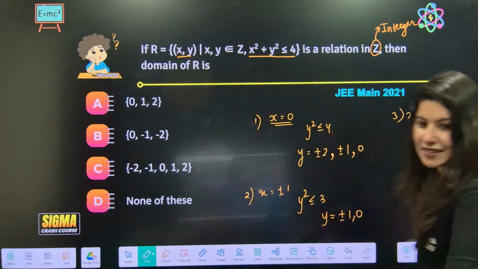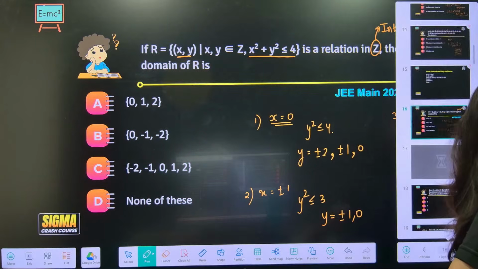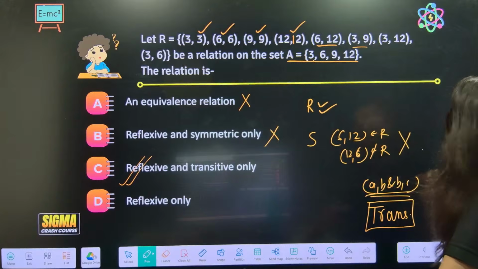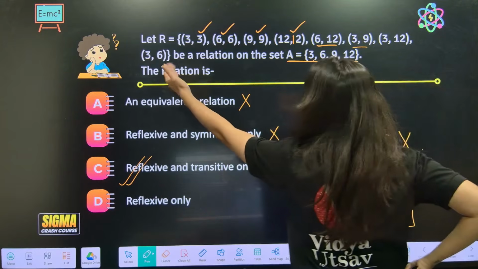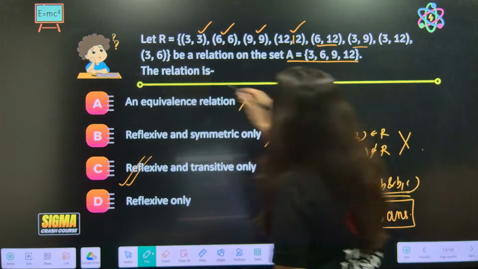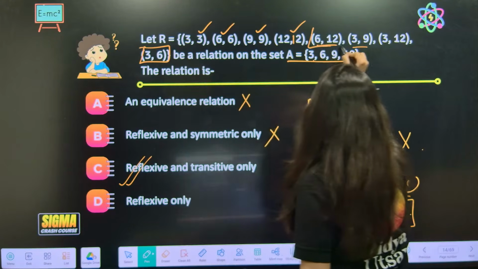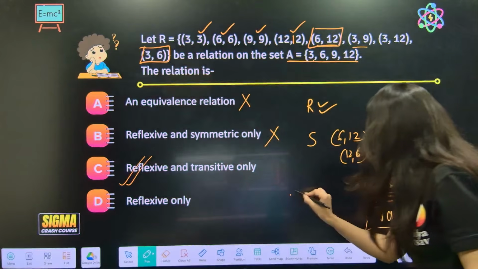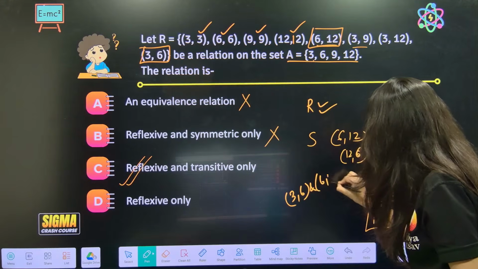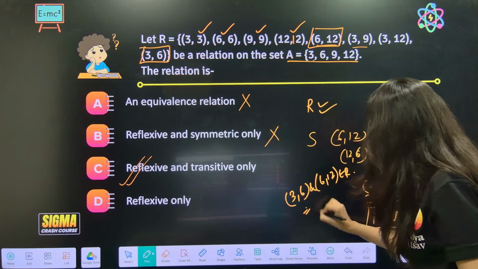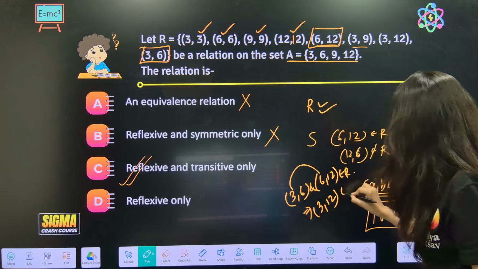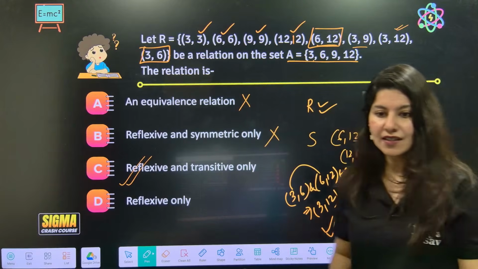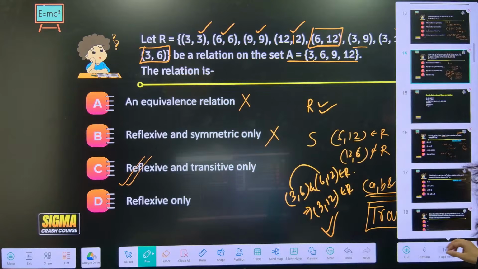Ma'am, (3, 6) and (6, 12) were there in the previous question. Have I missed it? (3, 6) is not there, no? Where is... oh yes, absolutely, I couldn't see it. (3, 6) and (6, 12). Yes, thank you. That means (3, 12) should be there. So (3, 6) and (6, 12) belong to your relation. This implies (3, 12) should be there, and which is there, by the way. So hence transitivity condition is getting satisfied. Yes, Kishore. Thank you so much.